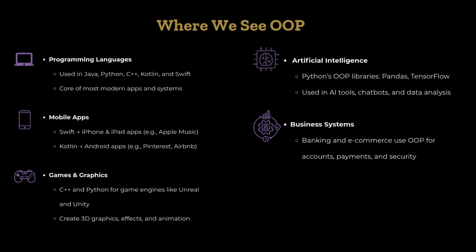And finally, in artificial intelligence, OOP helps organize complex systems. Libraries like Pandas and TensorFlow use objects such as data frames and models to store data, train algorithms, and make predictions efficiently. So, whether it's coding an app, creating 3D visuals, or training an AI model, object-oriented programming is what keeps modern technology structured, flexible, and intelligent.